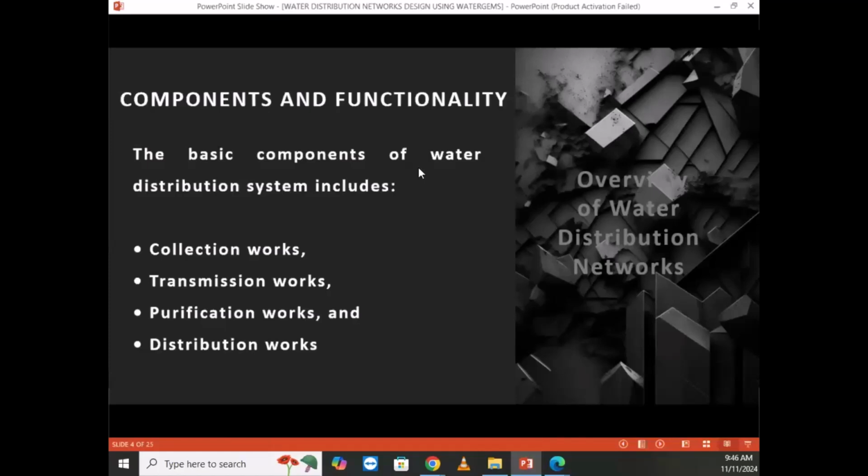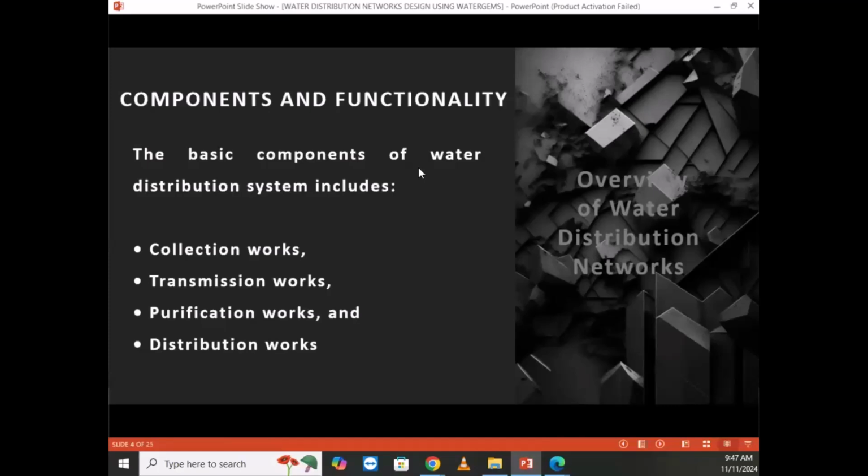We have the basic components of a water distribution system. We have a collection system. The collection system is the one that we call the source. The source, most of the time, is the collection system. The source, as we saw, can be a river, a lake, or a borehole, all the things that can produce water. And after the source, we have transmission works.